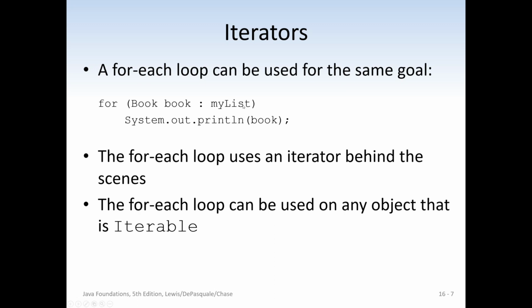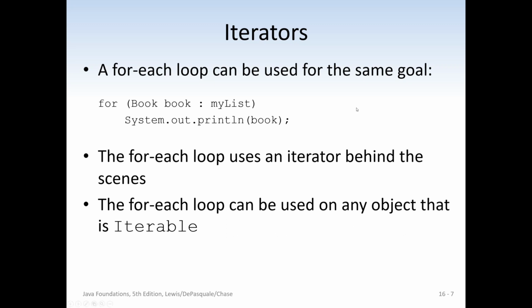Okay? And we can actually declare any object iterable. It doesn't have to just be a list. We could do all kinds of crazy stuff. As long as you implement the Iterable interface, which returns an iterator, and you implement an iterator, then the syntax will work.